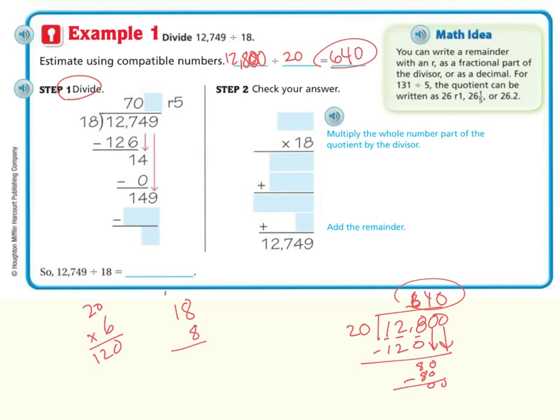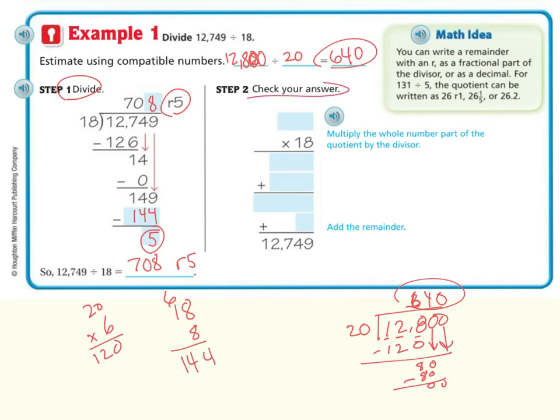8. So 8 times 8 is 64. 8 times 1 is 8, plus 6 is 14. So we get 144. Make sure I put my 8 up here. And then when I subtract, I get 5. So my remainder is 5. So 12,749 divided by 18 is 708 with a remainder of 5.